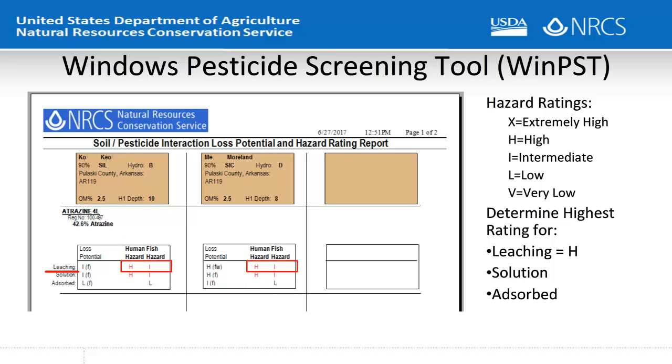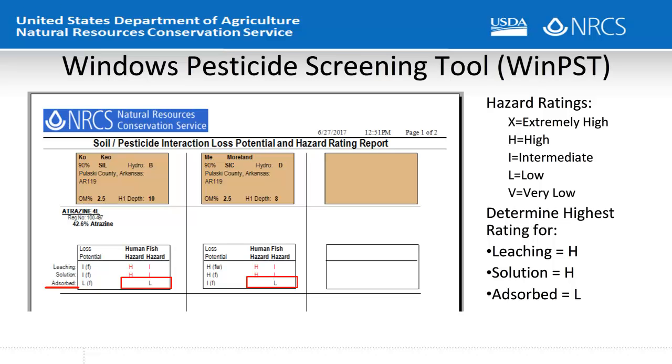For leaching, the highest rating is H, which is high. Note that you should select the highest rating of all pesticides in all soils. For solution, the highest rating is also H, which is high. Again, note that you should select the highest rating of all pesticides in all soils. For adsorbed, the highest rating is L, which is low.